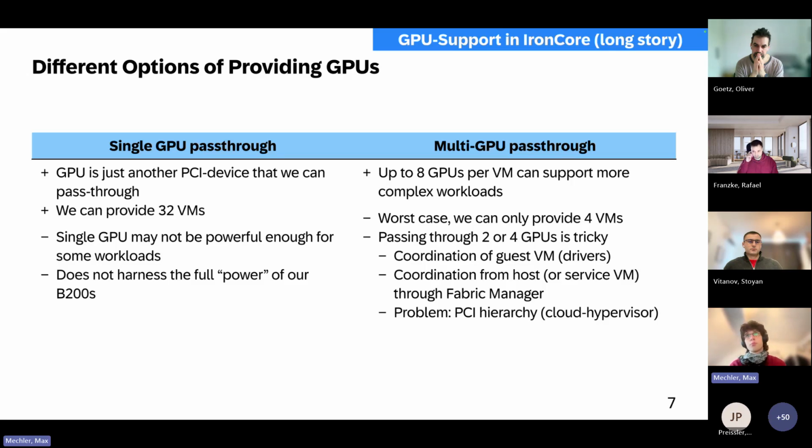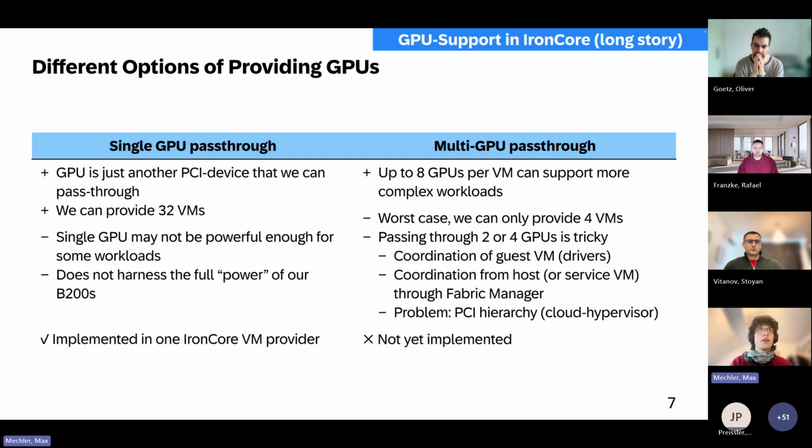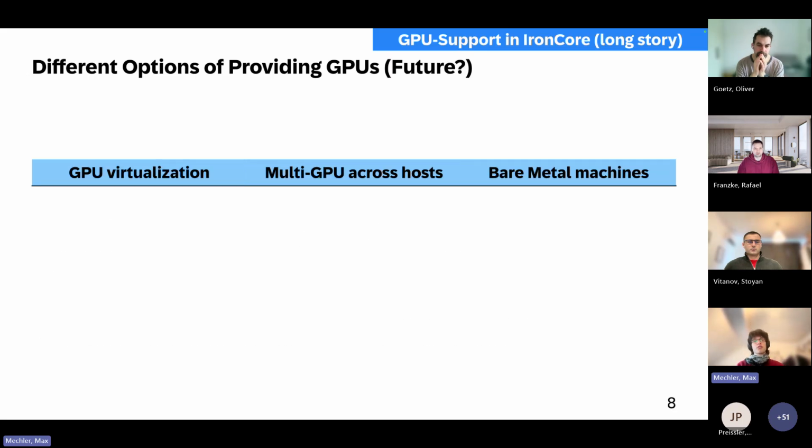And right now with one of our VM providers, Cloud Hypervisor, there's also a problem that it really doesn't support setting the right PCI hierarchy. So right now, single GPU pass-through is implemented in one of the IronCore VM providers, while multi-GPU pass-through is still being worked on. Now for the future, maybe there are some other options that we might consider.